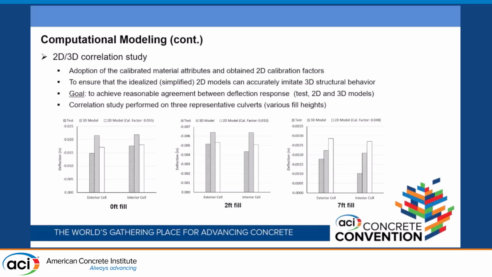One trend that we observe, going from no fill to 7 foot fill, is that the difference between the test results and the 2D model, which are the first and the last columns, starts to diverge. And this is intuitive and aligned with what AASHTO MBE says, because as the fill height gets deeper, your culvert is going to sense less and less of the live load, and basically the behavior is going to be controlled by the dead load and the self-weight of the structure.